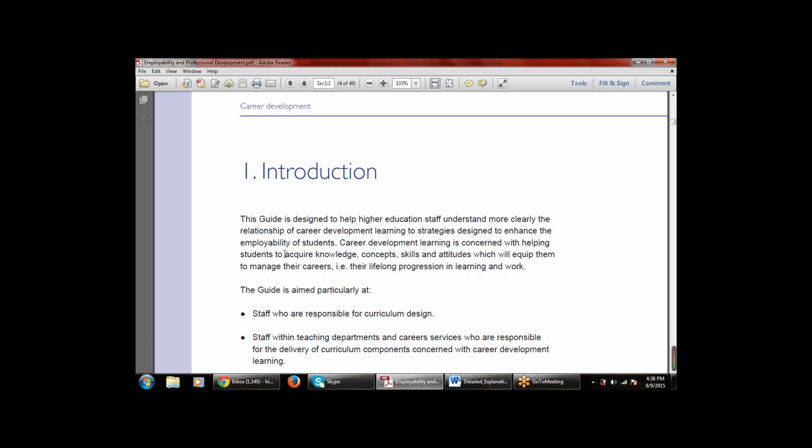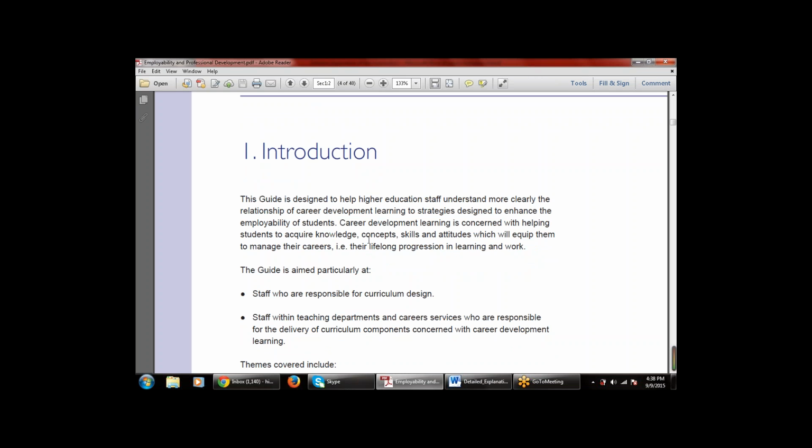Whenever we use career development, it will help ensure that they manage in an effective manner, so that a student can know what their career development is, how their career goes, and what the main impact of career development is. Career development learning helps the student acquire the knowledge, concepts, skills, and attitudes required to equip them to manage and build their careers, their lifelong progression in learning and work.